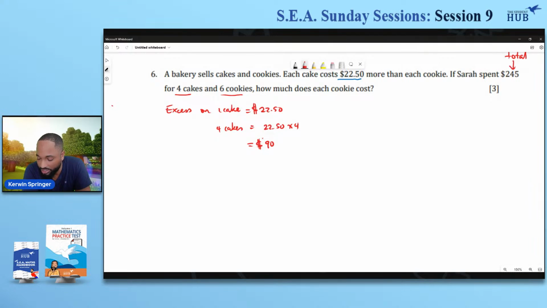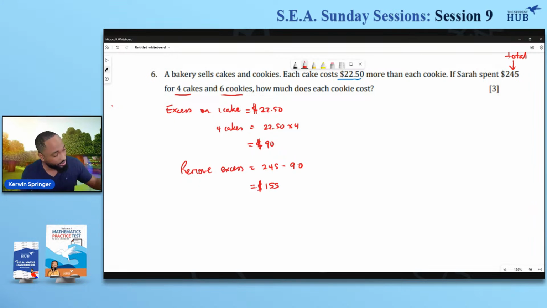So $90 is the excess. So now we can remove the excess because essentially what we have done is make the price for the cakes and cookies the same. That making sense? So the cakes and cookies are now at the same price if we remove the excess that was spent on the cakes. So 245 minus 90 is very quickly 155.